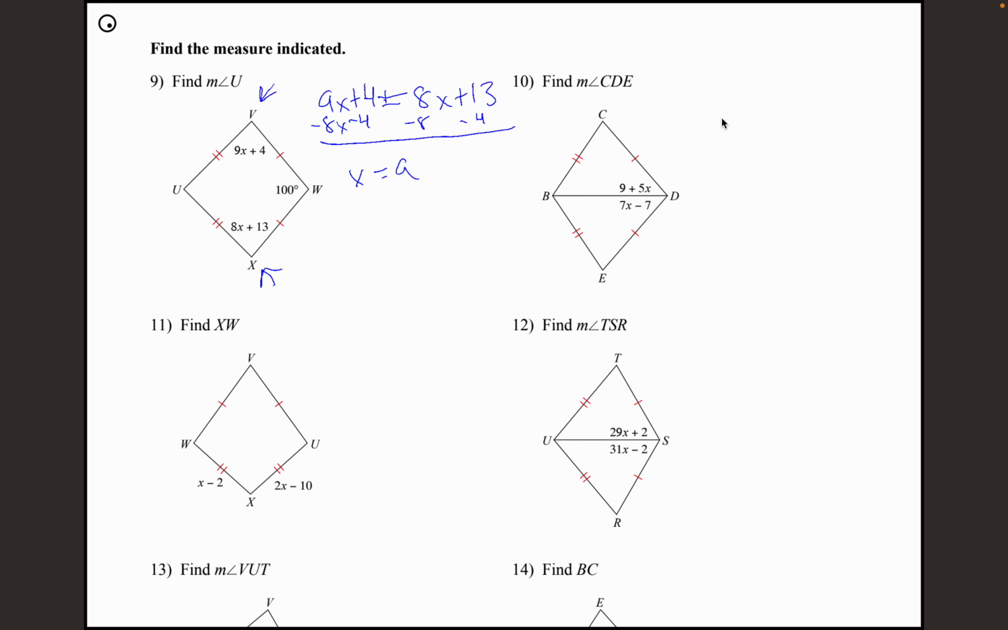I need to find angle U though. So I have to plug this 9 into one of the equations. I'll plug it in here. So I have 9 times 9 plus 4. What's 9 times 9? Plus 4. What's 81 plus 4? 85. So if this angle is 85, what's this angle of x? Okay, and then I need to add all those together, and subtract it from what? 360. So what do we get for angle U? 90.